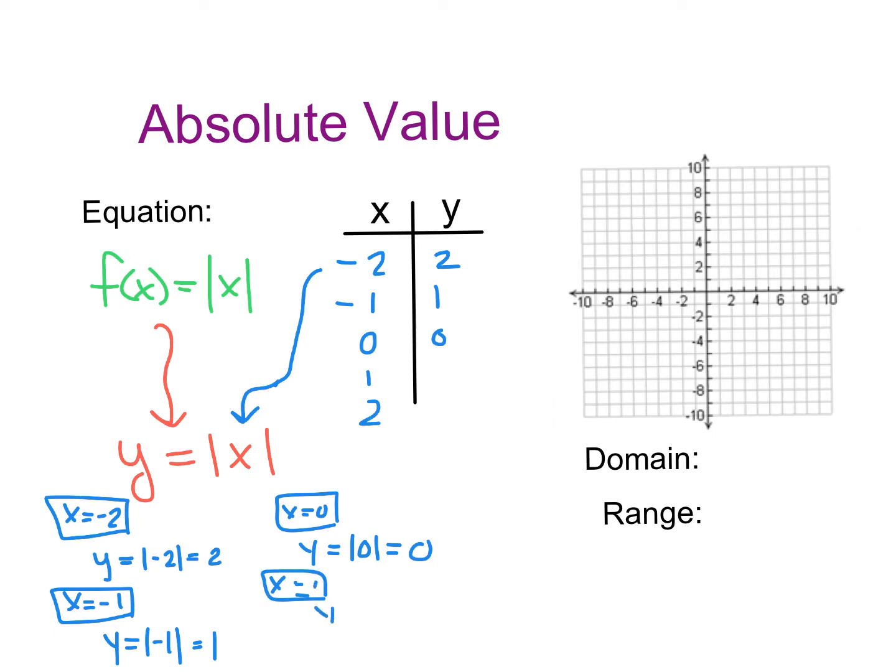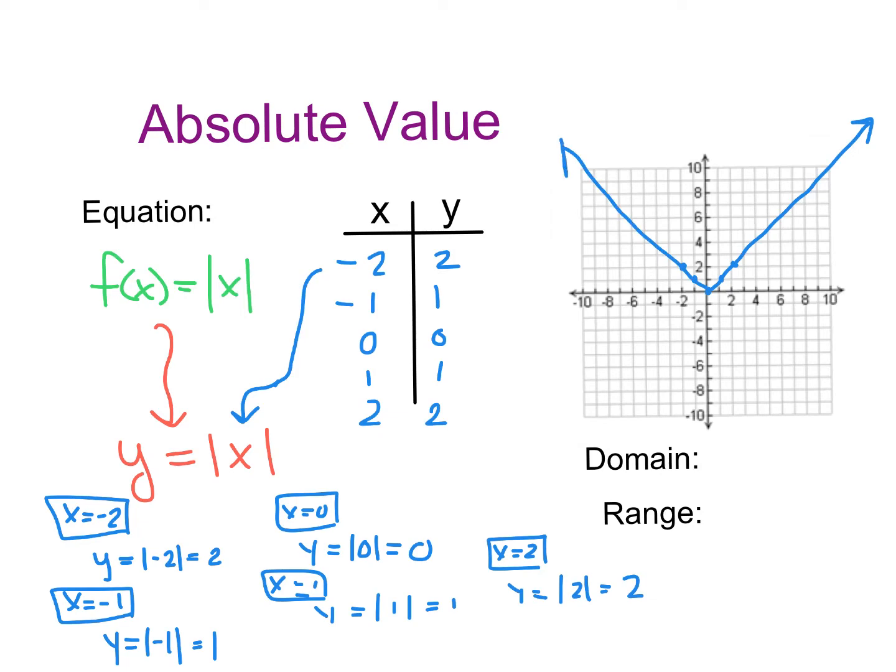So we do y is equal to the absolute value of 1. Well, 1's distance from 0 is 1 unit, so that remains positive. And then we do when x is equal to 2. So we have y is equal to the absolute value of 2, which is 2 units from 0. So now if we go and plot these, we have (-2, 2), (-1, 1), (0, 0), (1, 1), and (2, 2).